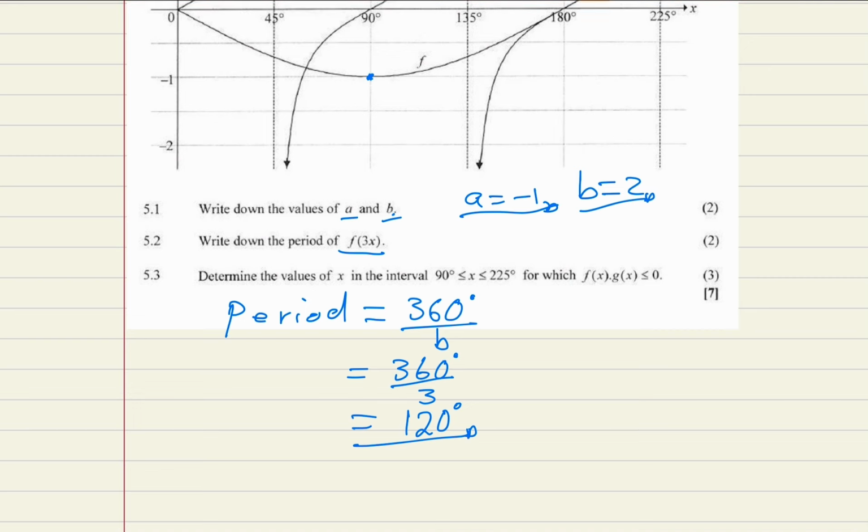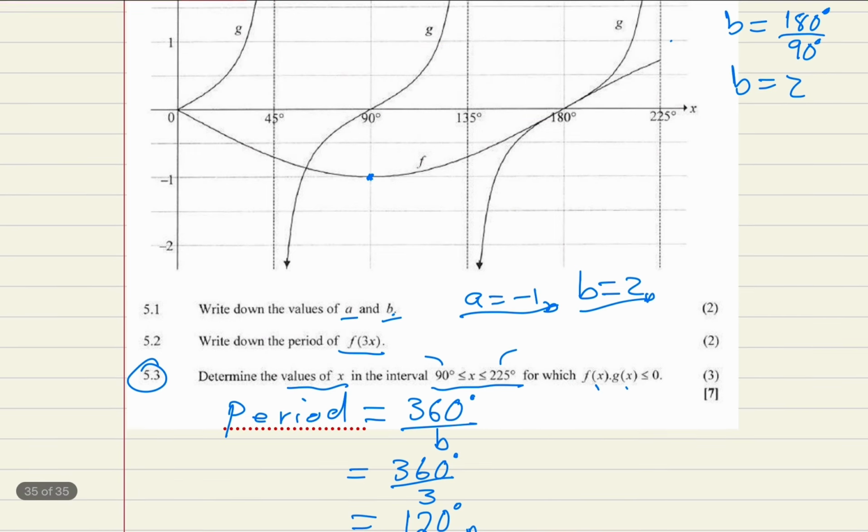Okay. Then number 3, they said determine the values of x in the interval. So that means you're going to exclude this one and exclude that one, okay? For which this multiplied by this is less than 0. I start from here. This one is negative, negative, negative, negative until here. Then from there, it starts to be positive, positive, positive until there.